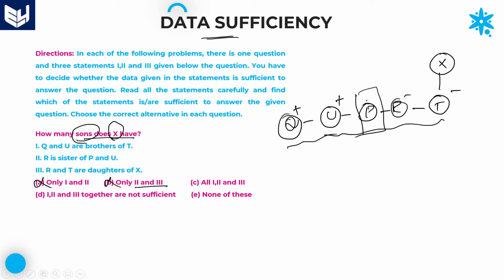So you cannot say exactly how many sons X has. Either 2 sons or else 3 sons. If P is female, 2 sons. If P is male, 3 sons. So you cannot say exactly, even though you are combining all 3 statements. So you can eliminate option C also. That is our answer: 1, 2 and 3 together are not sufficient to get the answer. Option D is the right answer.